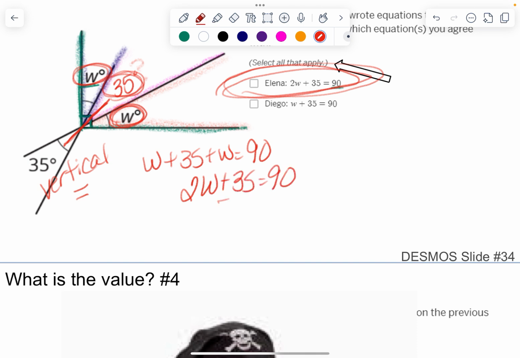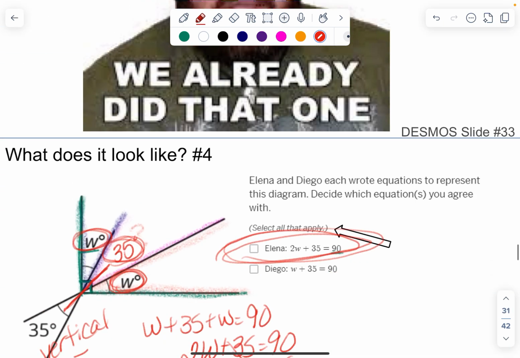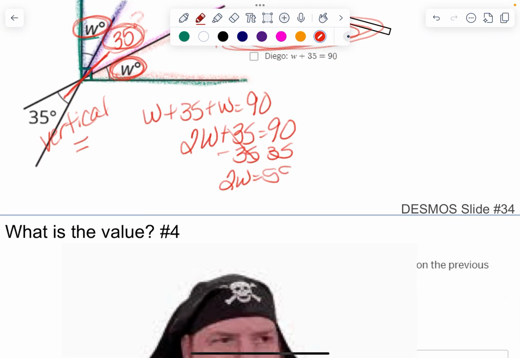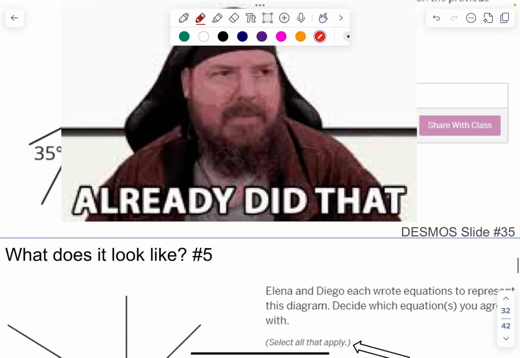Now we solve this equation. We subtract 35 from both sides. What did we say that was up here? 55. Divide both sides by 2. So each one of those W's is 27.5 degrees. All right, did that.